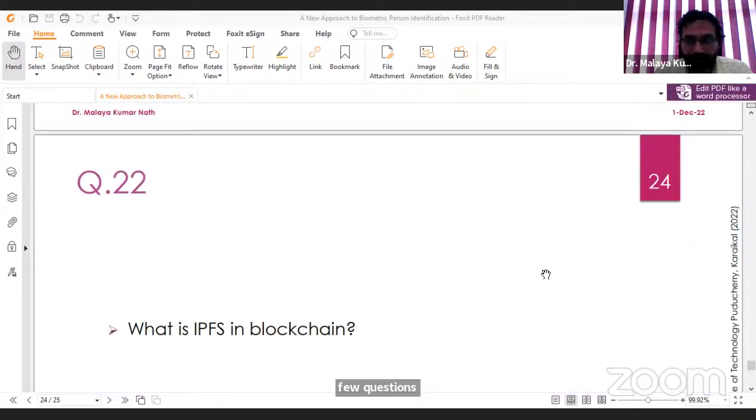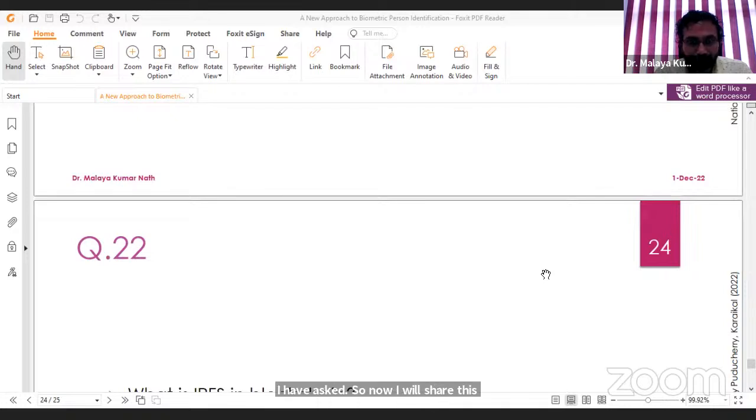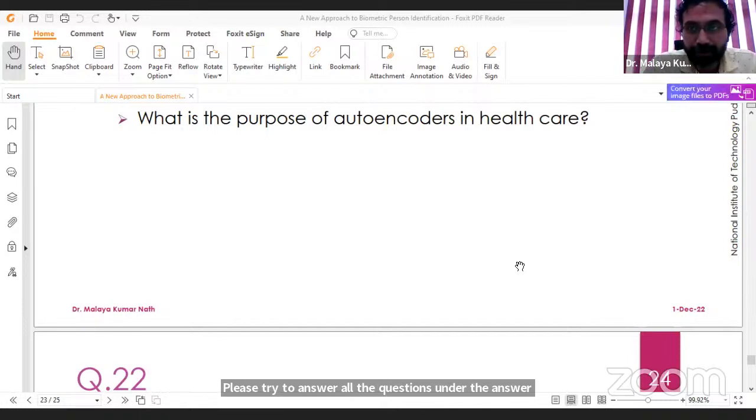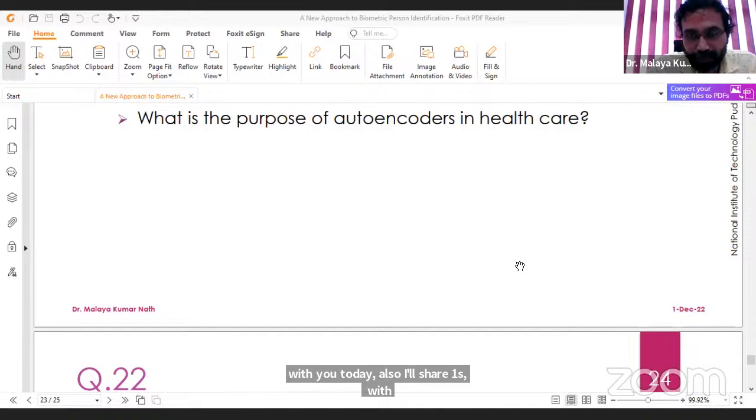So now I will share this document with you. Please try to answer all the questions and give the answer in your Google Doc. Yesterday I have shared the Google Doc with you. Today also I will share once again the Google Doc as well as these questions in your WhatsApp group so that you can answer these questions.